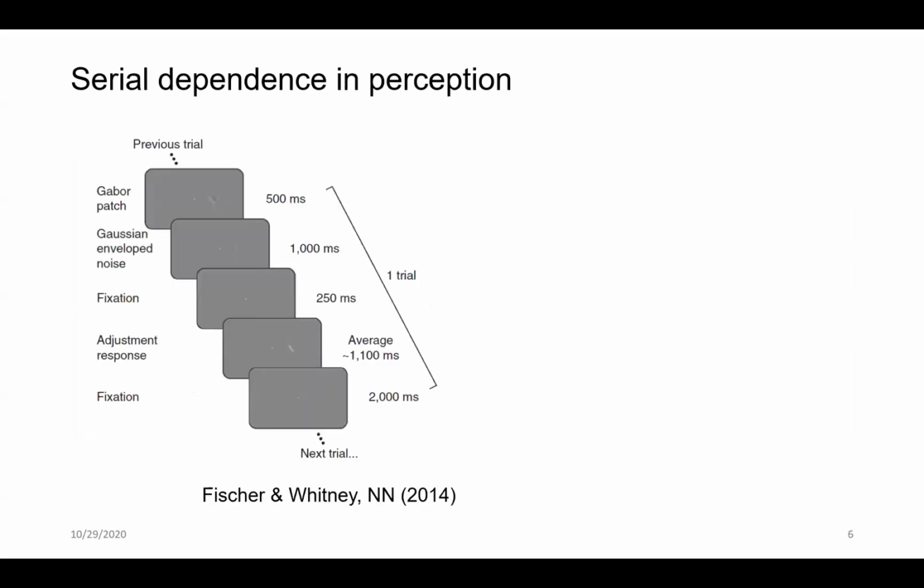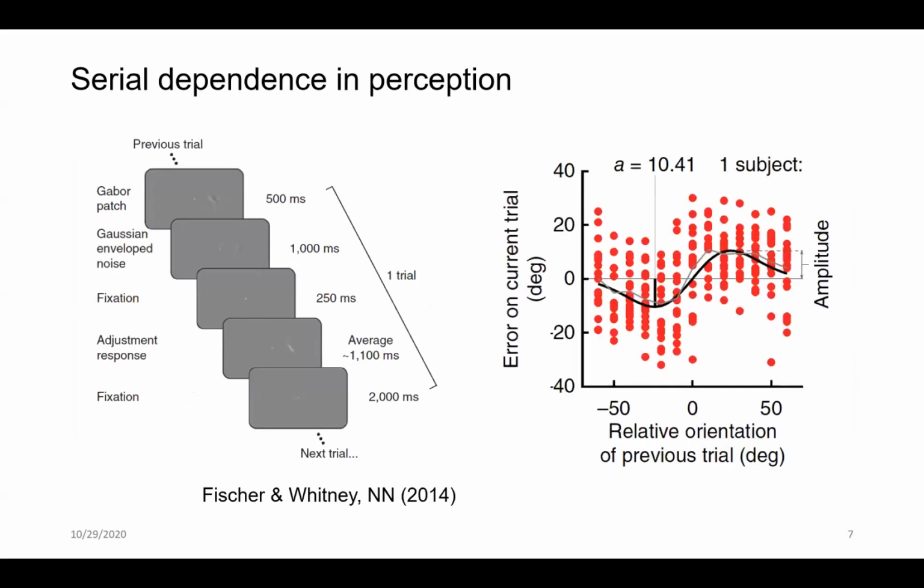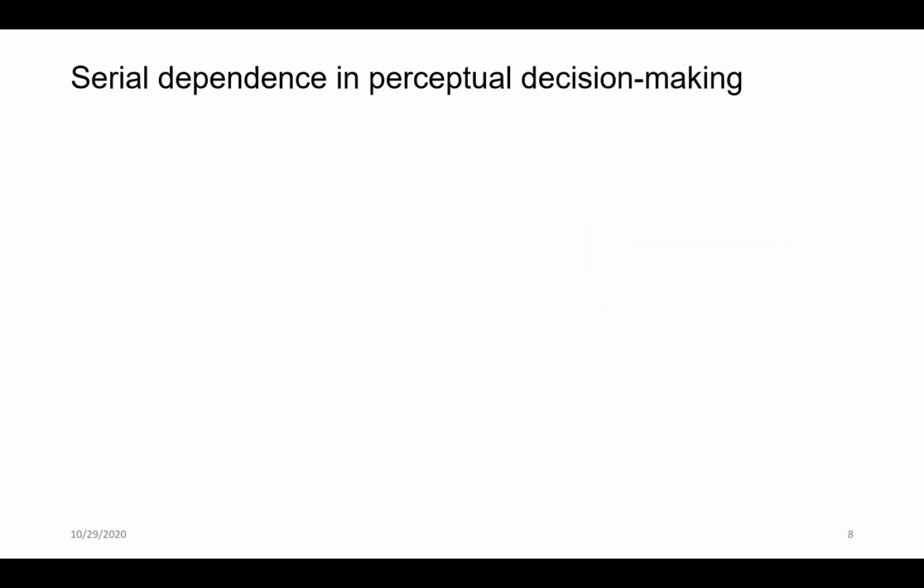It has been shown that our perception can be biased towards recently experienced stimuli, a phenomenon called serial dependence. For example, Fischer and Whitney showed that in an orientation reproduction task, the reproduced orientation is biased towards the previous orientation. And the effect is stronger when the two orientations are similar. Serial dependence is not only observed for perception, it can also operate in perceptual decision making.